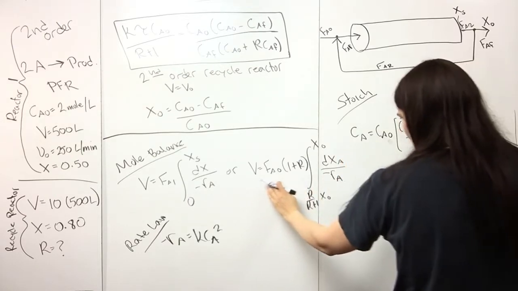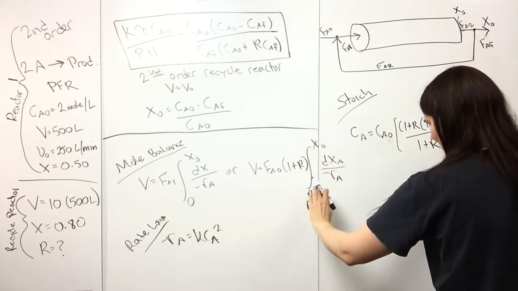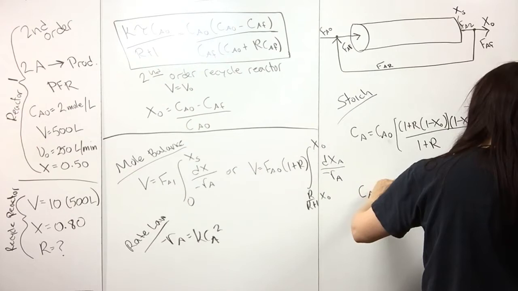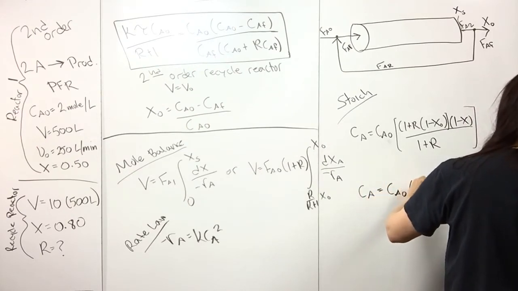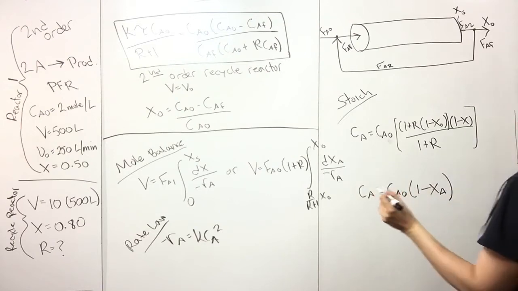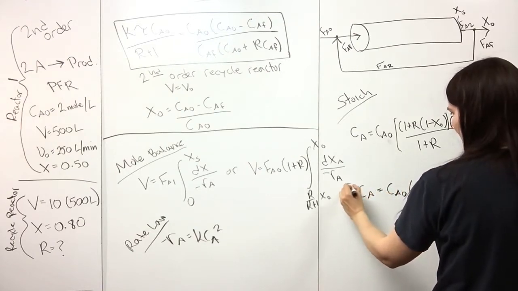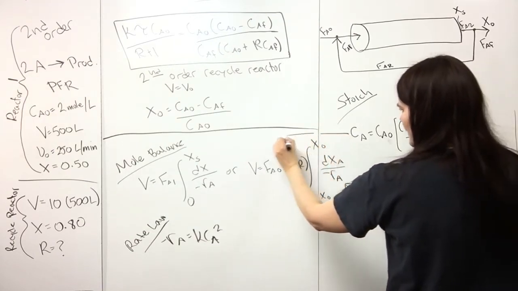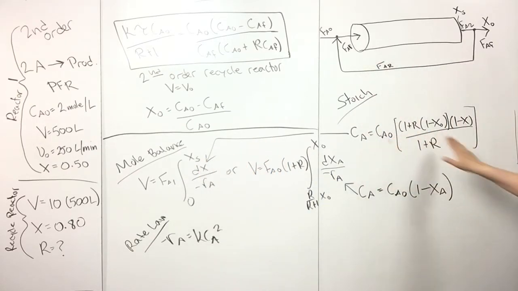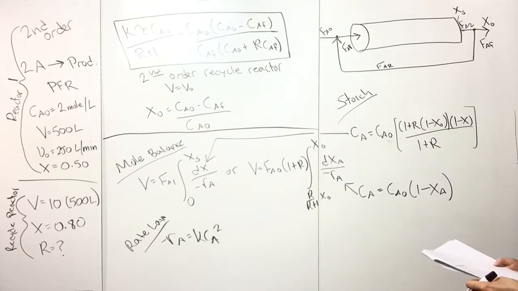And if you're using this form of the equation, then CA is equal to CA naught (1 minus XA). So this one goes with that. This one goes with this one. And I derived this equation in the recycle reactor video, so go back and look at that if you're unsure how this was derived.